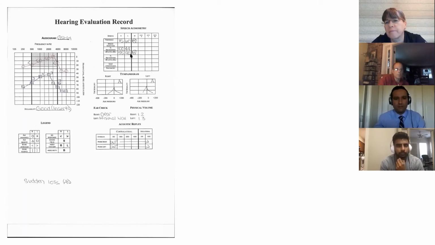Hi. It looks like they have definitely an air bone gap, and then loss that's greater on the, I think, I don't see the color. Oh, color coding.